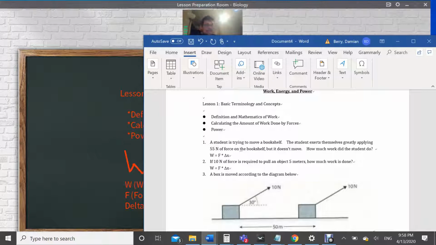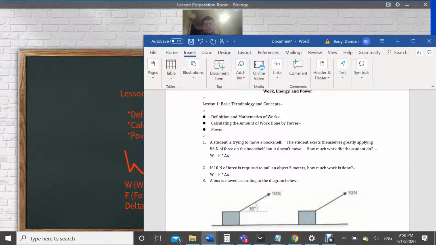Oh, very smart. Let's go ahead and do this. We know that work is equal to force times displacement. The force is 55, the displacement is 0. 55 times 0 is 0. We've done no work.